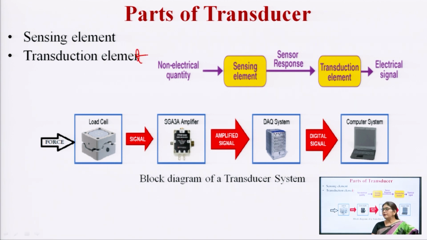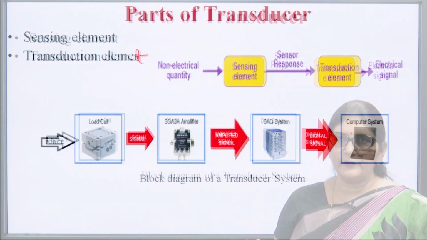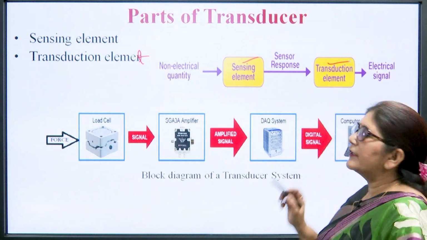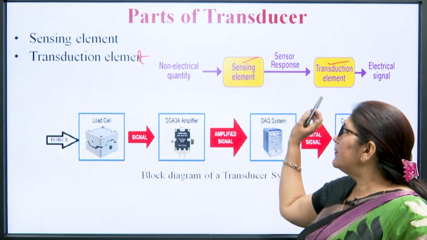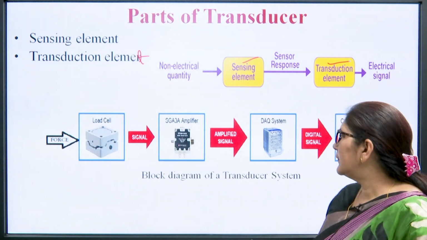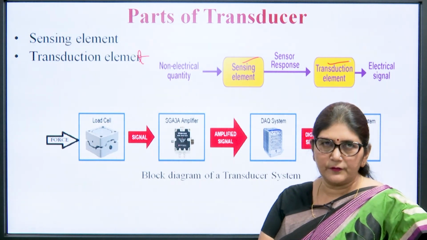So, the sensing element basically senses the physical quantity and converts it into a response, like there is a Bourdon tube. The Bourdon tube senses the pressure and converts it into displacement. Then we can use an LVDT, which converts the displacement into an electrical signal. So, there are two things, one is the sensing element and the other is the transduction element. The transduction element converts the sensing element's response into an electrical signal. This is the block diagram of a transducer system.